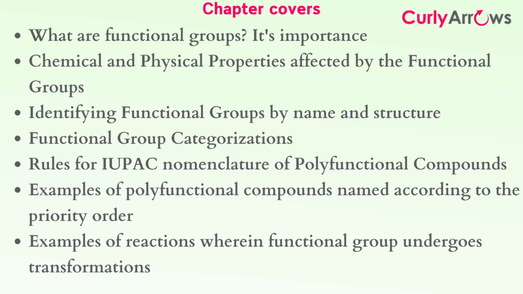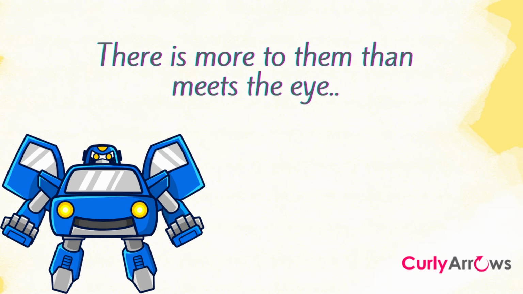In the case of polyfunctional groups containing compounds, we learn how to name them based on priority order. We will also see examples of reactions where the functional group transforms. So learning about these transformers is vital in studying organic chemistry. Like us, there is more to them than meets the eye.